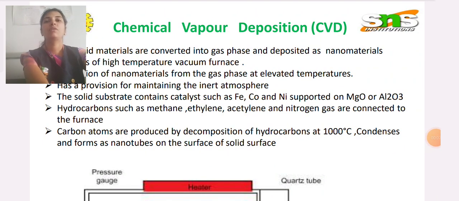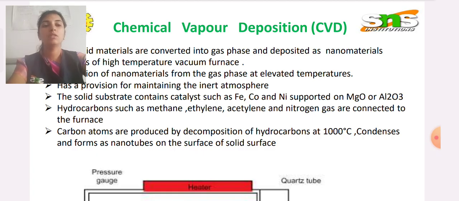In the previous sections, we learned about the introduction to nanomaterials and their synthesis. Now we are going to see the synthesis of nanomaterials using the CVD method, that is chemical vapor deposition. This process involves the formation of nanomaterials from the gas phase at elevated temperature. The solid particles are converted into a gas phase and deposited as nanomaterials. The solid materials in the gas phase deposit as nanomaterial in high temperature vacuum furnaces.